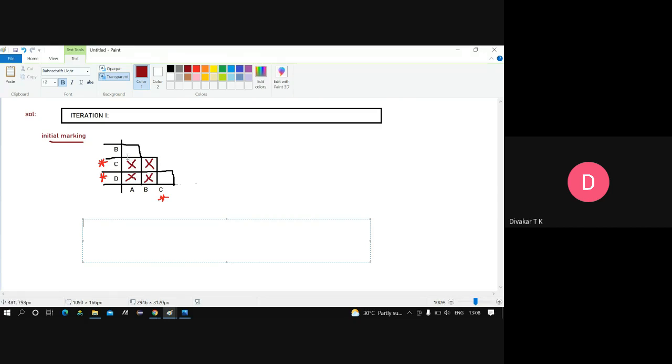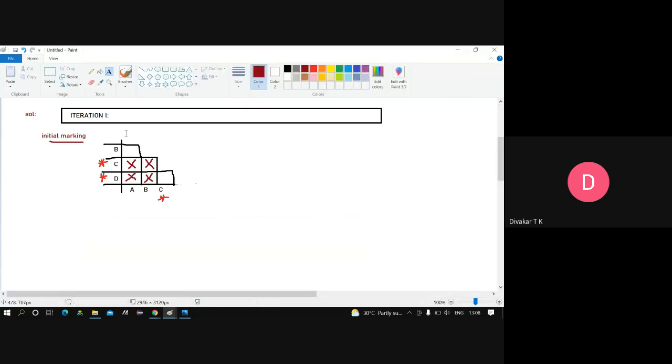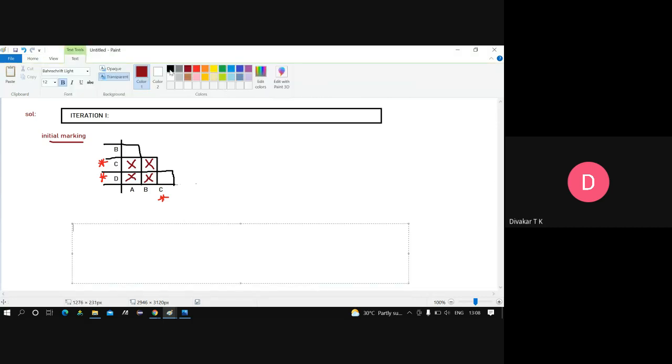So what are the remaining cells here? If you get confused, do one thing. In iteration number 1, only do the initial marking, and then go for iteration number 2. Like that, you can do it, no problem. Otherwise you can do subsequent marking here also. So we'll follow one method actually. So that's why I'll write subsequent marking.